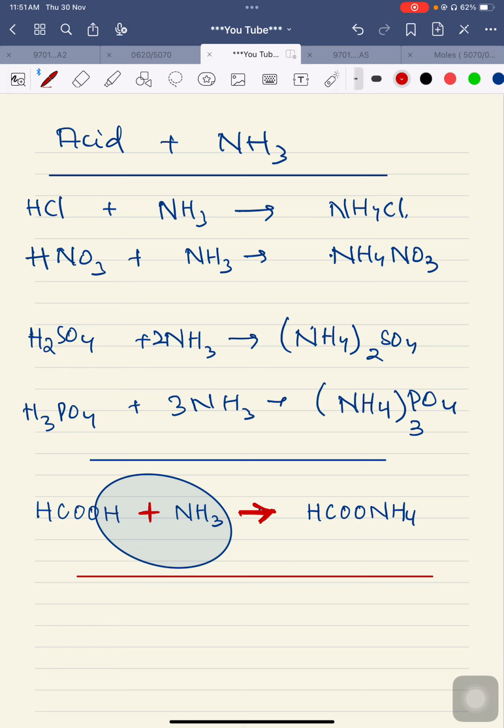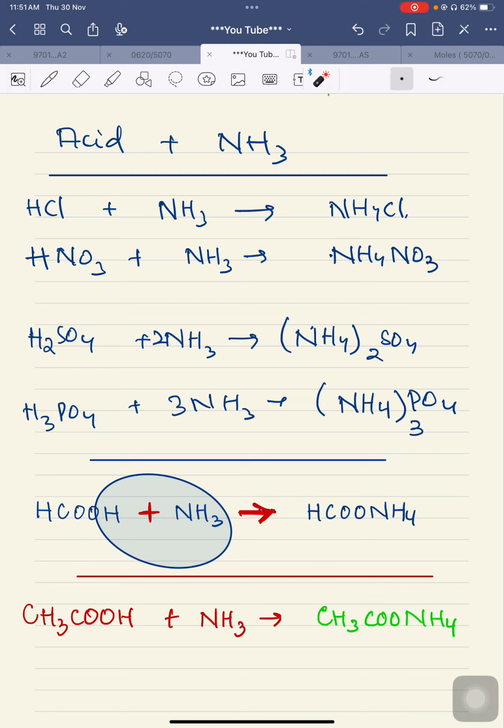Okay. Then it is CH3COOH plus NH3. So as a result of that, what will be the product? It is CH3COONH4. Okay. So the top one is called ammonium methanoate, and this is called ammonium ethanoate. So this is how the reactions of acids occur with metals, with metal oxides, metal hydroxides, metal carbonates, and the next is with ammonia.